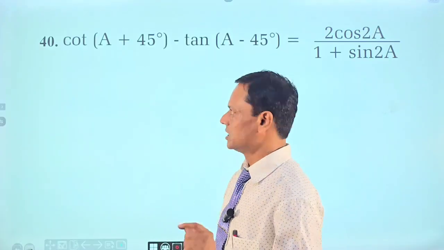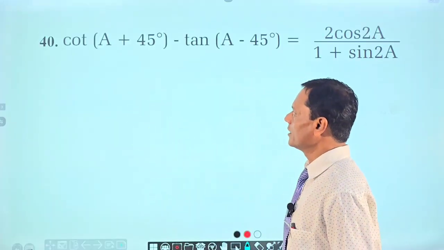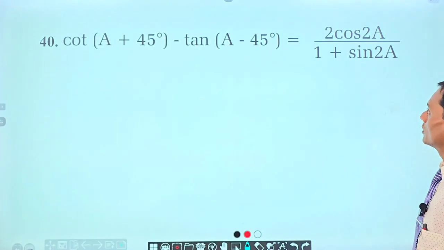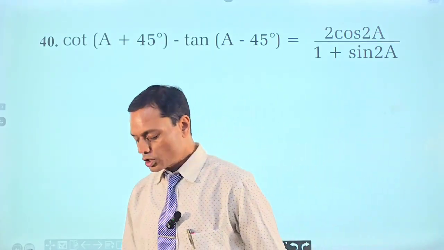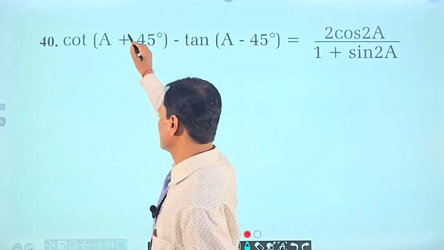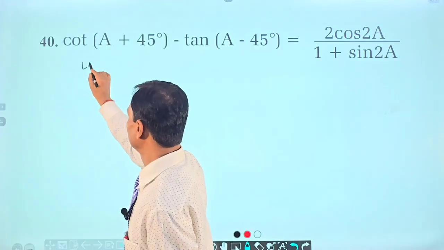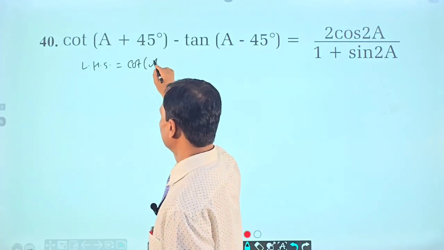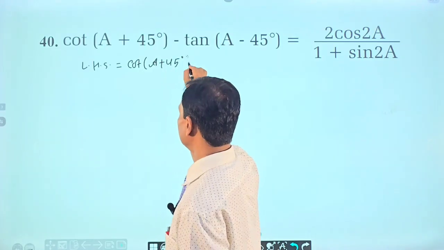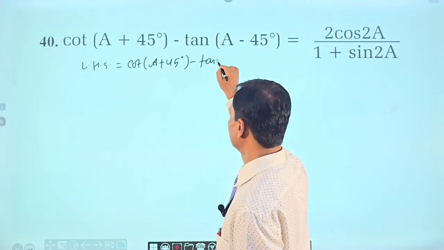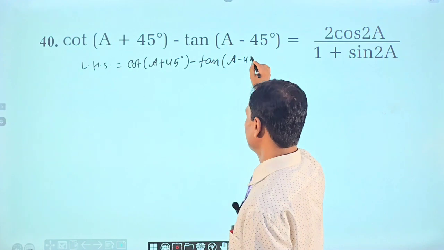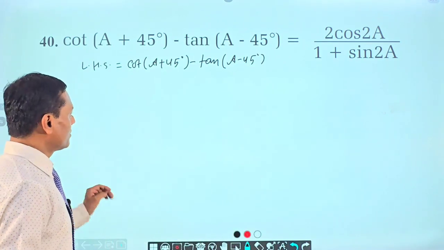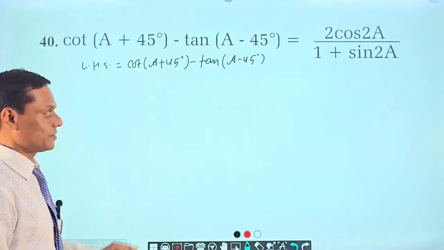Identity number 40. Cot (A plus 45 degree) minus tan (A minus 45 degree) equals to 2 cos 2A over 1 plus sin 2A. So we are going to choose left hand side. So left hand side we have here cot (A plus 45 degree) minus tan (A minus 45 degree). It's correct. Apply the formula of cot (A plus B) and tan (A minus B).